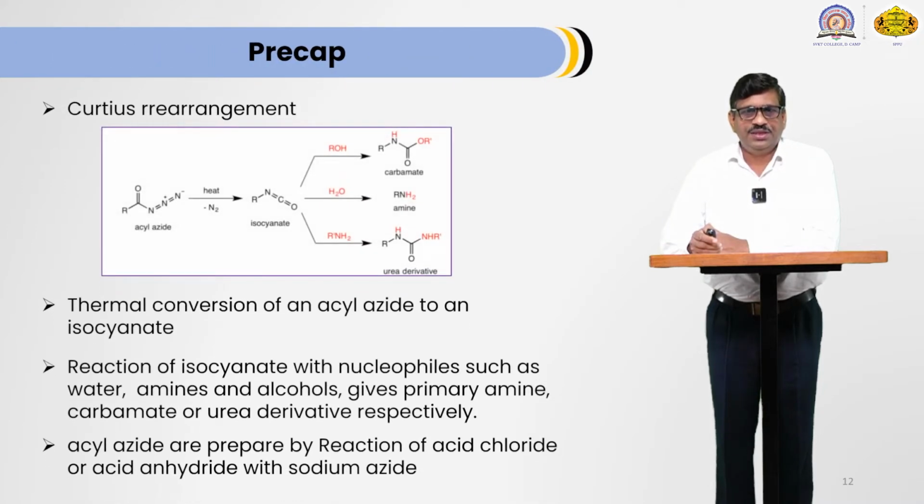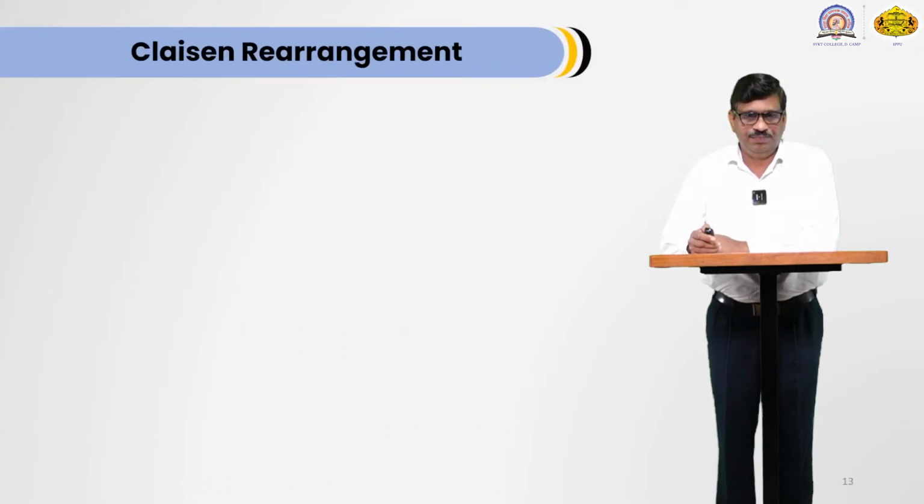Now Curtius rearrangement. In Curtius rearrangement, acyl azide is used as a starting compound. On heat treatment of acyl azide, there is formation of isocyanate, with elimination of nitrogen gas from the starting compound. When this isocyanate is treated with various types of nucleophilic reagents, there is formation of various products. This is Curtius rearrangement. You have to remember the starting material of this rearrangement, that is acyl azide, and another thing you should remember is that isocyanate is the intermediate involved in Curtius rearrangement.